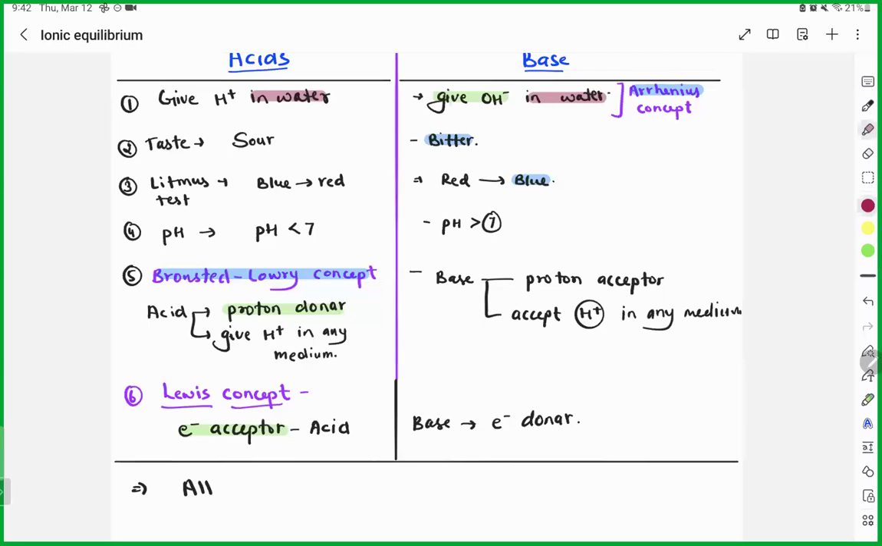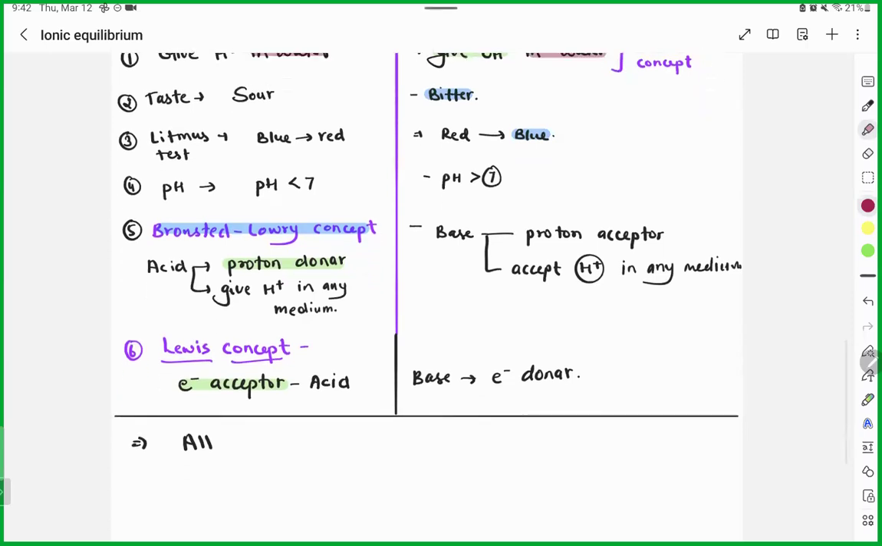Correct. So in Arrhenius, only in water, and in Bronsted, in any medium. So "any medium" is an umbrella term, and within this umbrella term we have aqueous solution. So that's why you can say, and this question can be very popular: all Arrhenius acids are Bronsted-Lowry acids, correct?